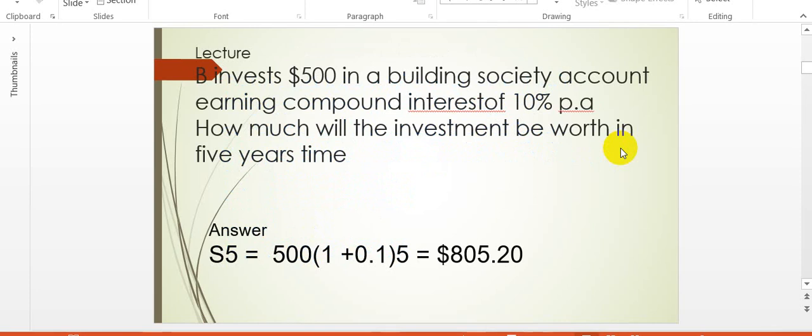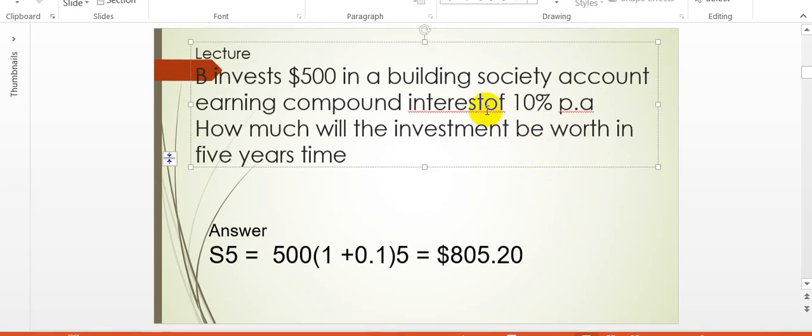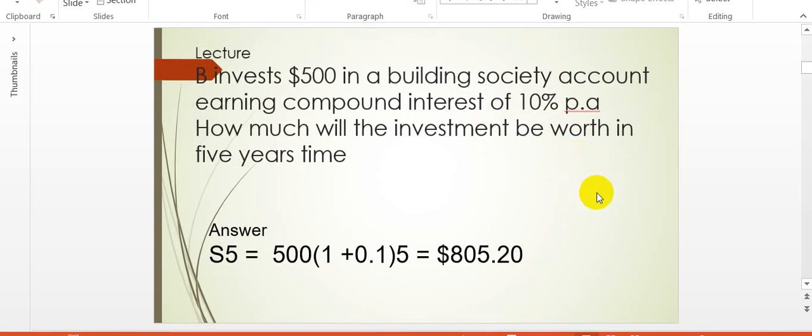Let's look at a simple example. In this lecture example, B invests 500 in a building society account, earning compound interest of 10% per annum. How much will the investment be worth in 5 years' time?